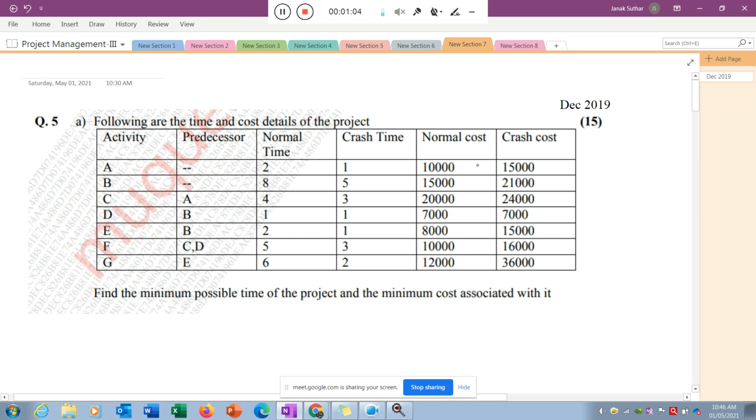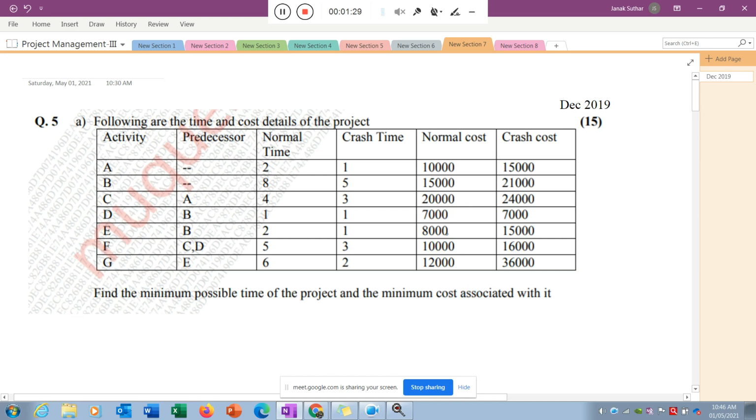So here, related to each activity, we know how much we can reduce a particular activity, as well as what would be the cost if we reduce that particular activity. Now the question is: find the minimum possible time of the project and the minimum cost associated with it.